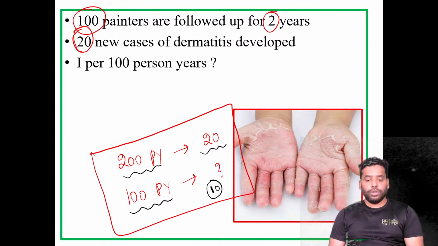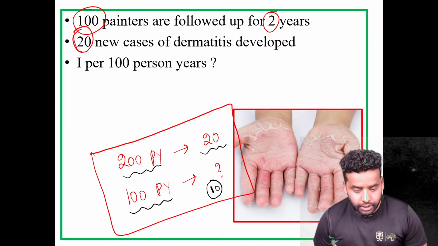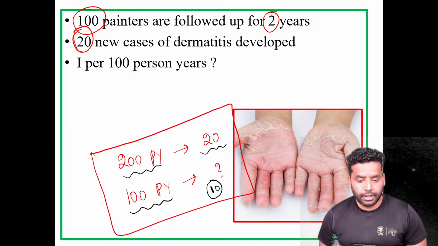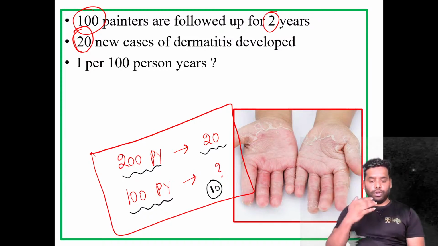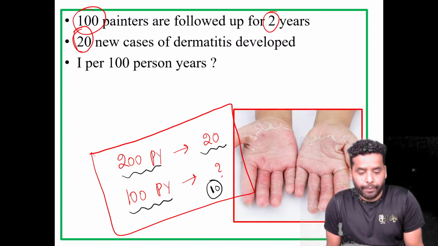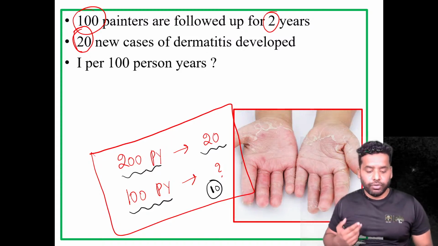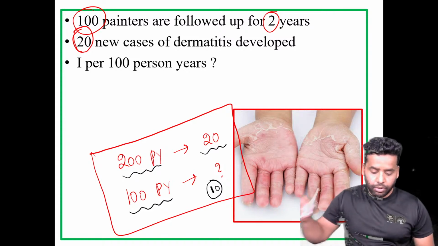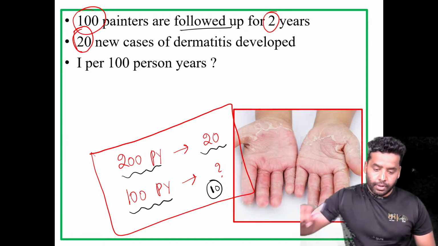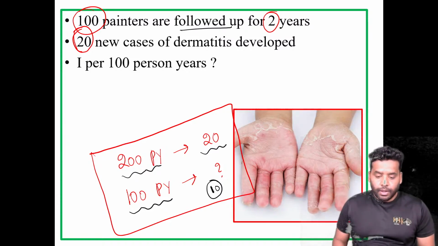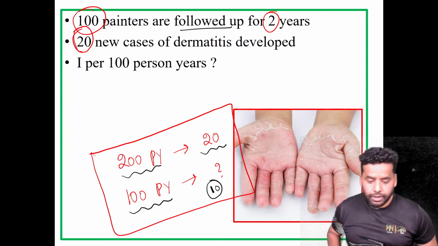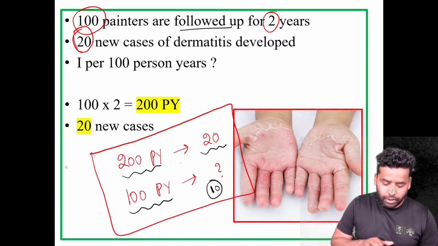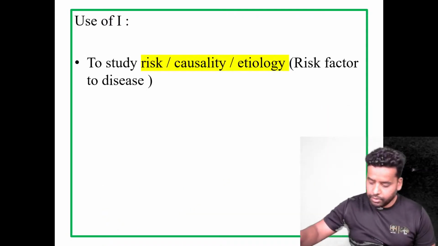Now tell the answer. Incidence is obtained from follow-up studies. True or false? Again, the easiest question I am asking. Incidence is estimated from follow-up studies. True or false? Incidence is obtained from follow-up studies. True or false? True means from exposure you will start, you will go towards outcome. That is what I wanted to tell.